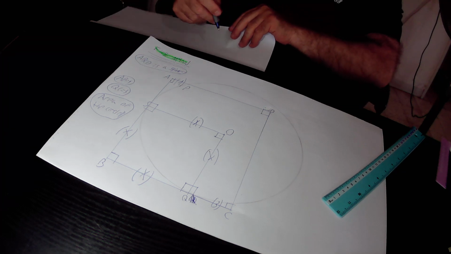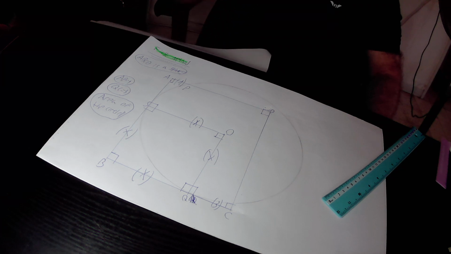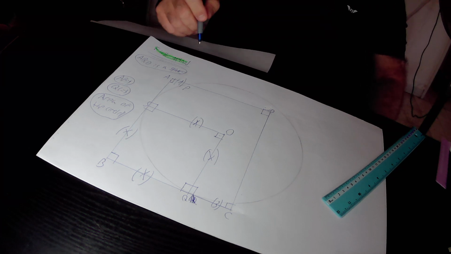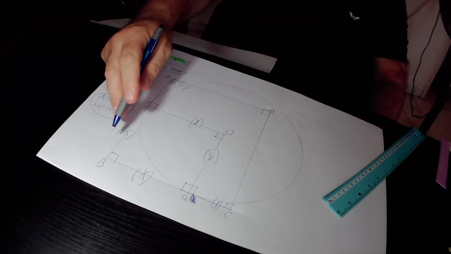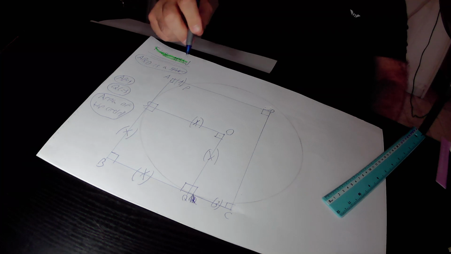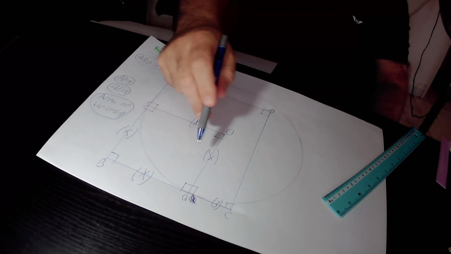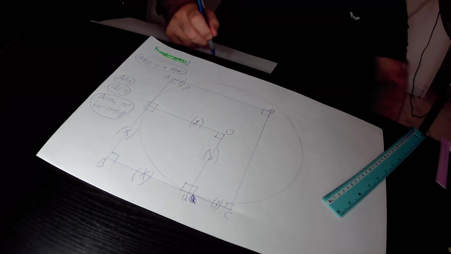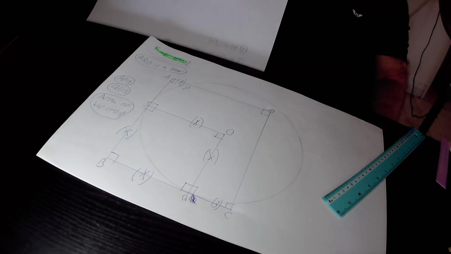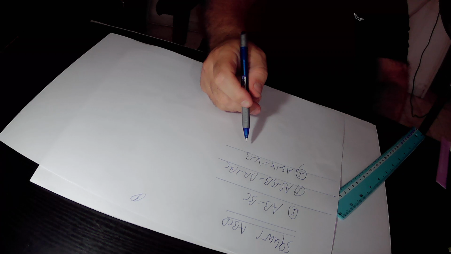AS is the missing side, so we leave it as it is, plus SB. SB equals X. And it equals BQ plus QC. BQ is X and QC is 3. So in total, we should find that AS plus X equals X plus 3.